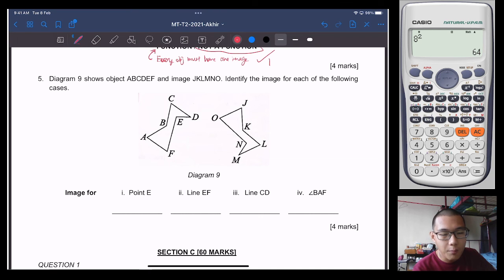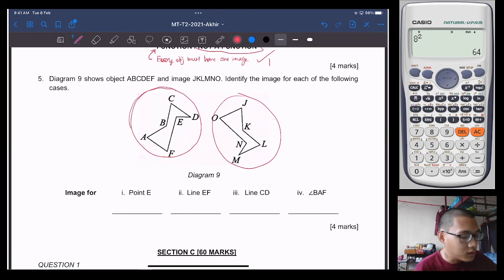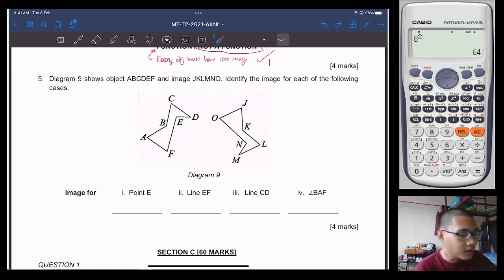So for the image for point E, many students try to find it. Okay, so let's see. This is the object, and this is the image. So when you see this one, we found that it can be rotated. Can you see the rotation? You try to rotate. Let's say I rotate like this. We rotate to another side. So we found the rotation is like this.